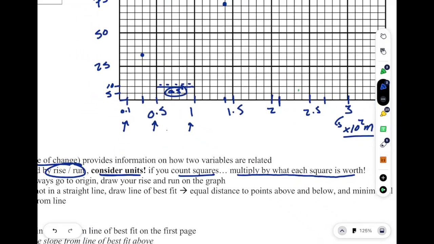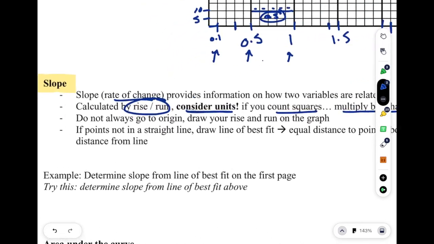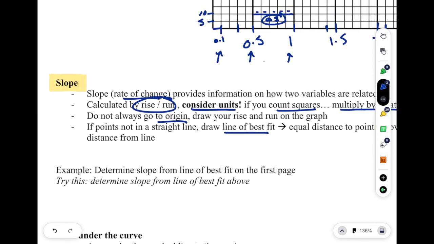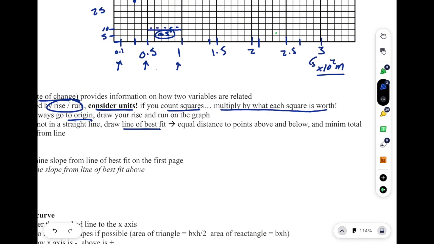Okay. And the last part on here, or last 2 parts, is don't always go to the origin. So don't always go to 0,0. You have to make sure you're using the points on the line. Don't always go through the origin. And if your points don't line up in a straight line, we're going to draw a line of best fit. It shows the overall trend of the experiment, because usually an experiment's not a perfect line. It'll show the trend, and then we'll find the slope of that. It's easier to show that than putting it in notes.